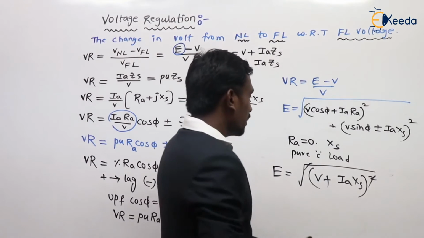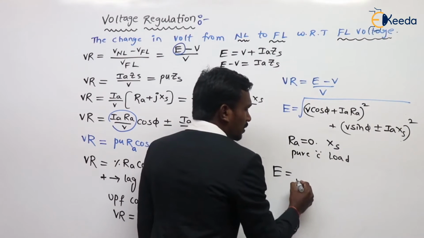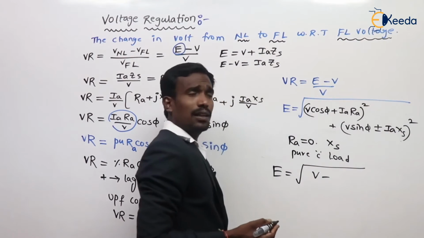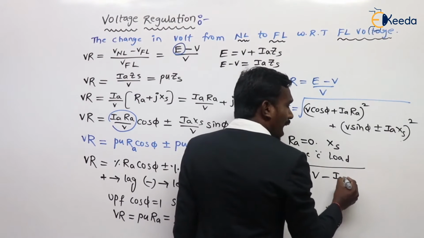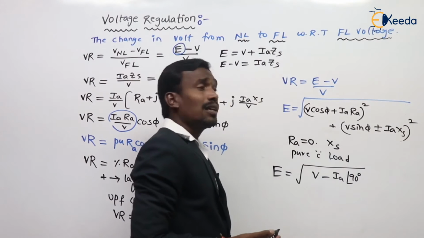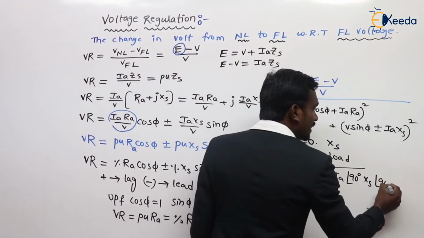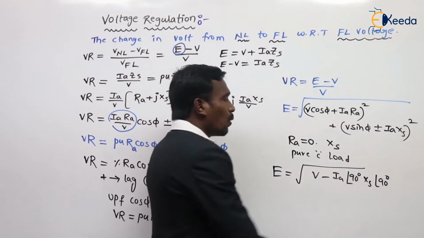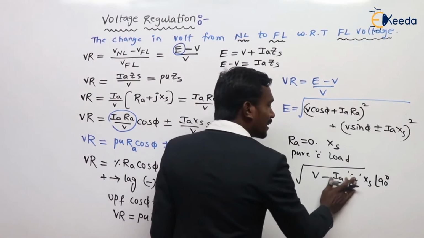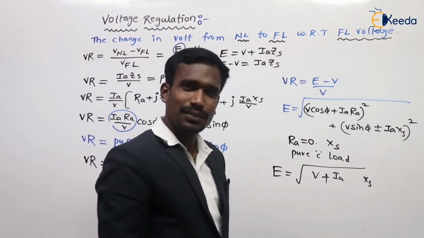Okay, here is some small clarity. Here this is the square root of V minus, actually, IA at an angle of 90 degrees. Why? Because of the pure capacitive load and XS at an angle of 90 degrees, because RA is 0. 180, sorry, 90, 180, nothing but simply minus, so it goes plus. Like that.